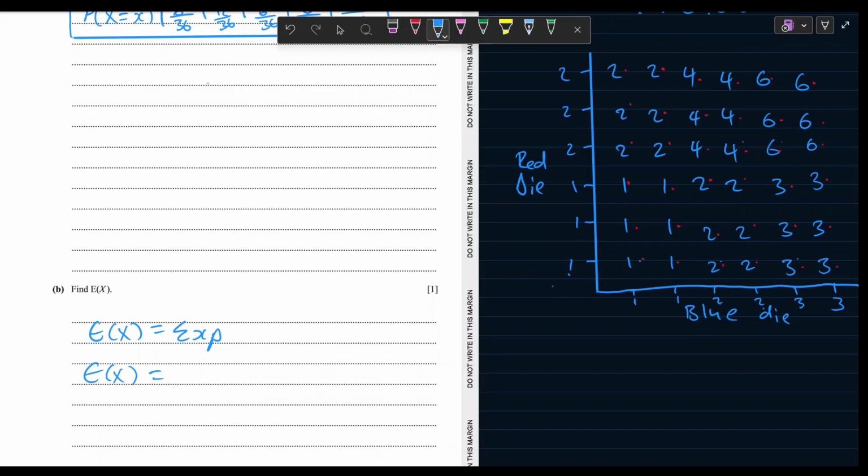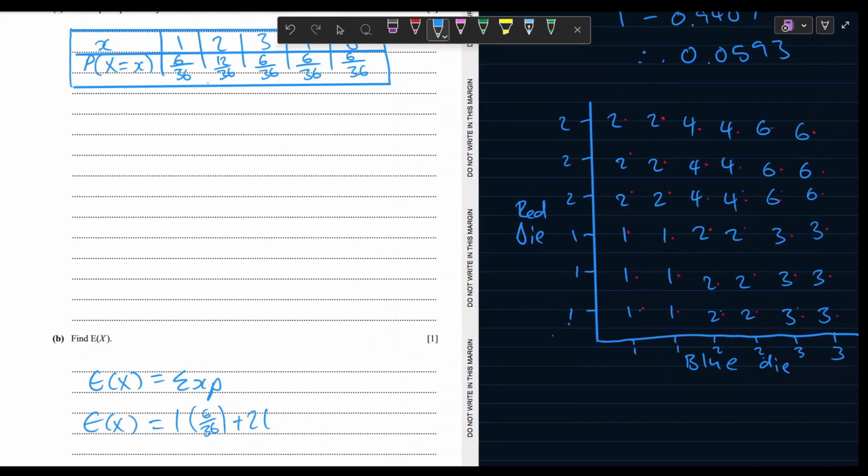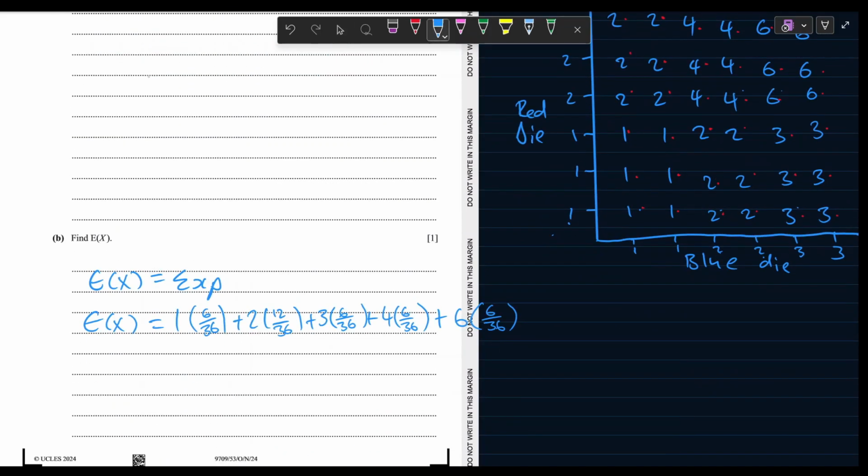So it's going to be 1 times 6 over 36 plus 2 times the probability for 2, which is 12 over 36, plus 3 times 6 over 36 plus 4 times 6 over 36, then finally plus 6 times 6 over 36. And let's punch this into the calculator.